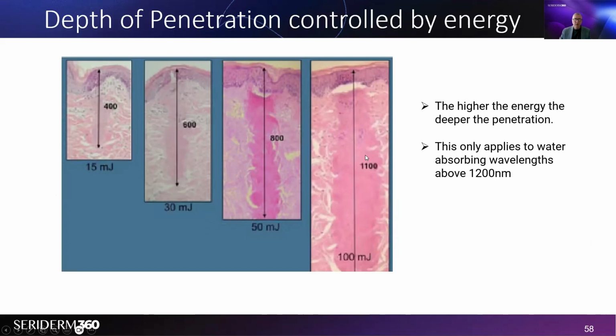So we know that we control depth of penetration by the energy. There is a slight difference when we particularly look at the CO2, where the smaller the spots are, the deeper it'll go, but it's still controlled by the energy. So in this particular machine that I was using in the past, the 1565, 15 millijoules will take us to 400 microns. 100 millijoules will take us to 1100 microns. So the higher the energy, the deeper the light will go.